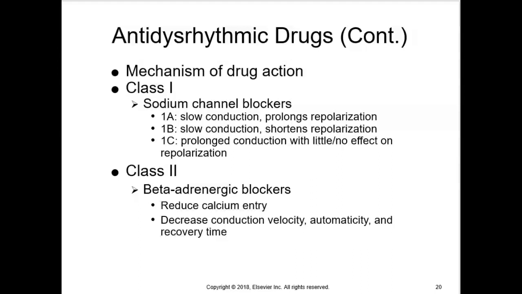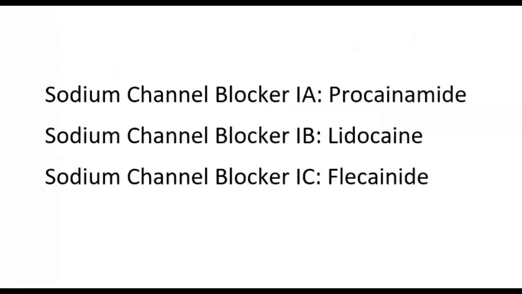So let's start out with the first one, class 1, sodium channel blockers. You have 1A, slows conduction, prolongs repolarization. 1B, slows conduction, shortens repolarization. 1C, prolongs conduction with little to no effect on repolarization. In terms of those class 1 sodium channel blockers, you need to know what they are, and then what each different class, 1A, 1B, or 1C, does to the heart that's provided there. And here you have the medications that I want you to know.